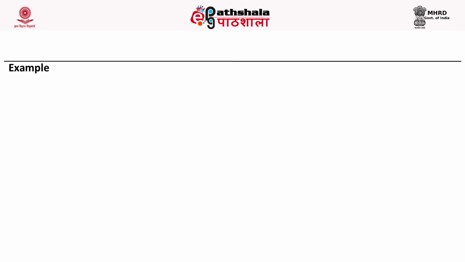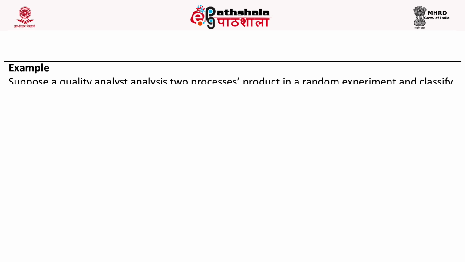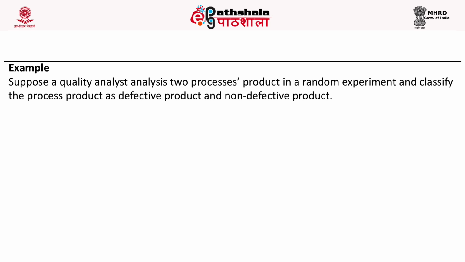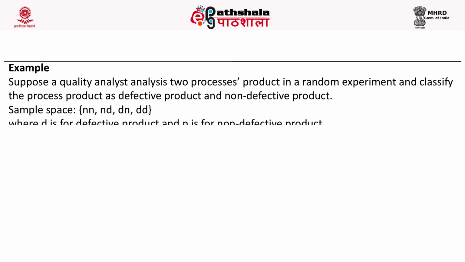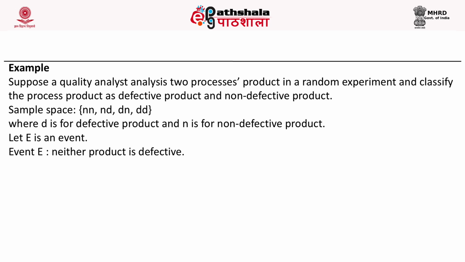For example, suppose a quality analyst analyzes two processed products in a random experiment and classifies each product as defective or non-defective. So the sample space is of this form: NN, ND, DN and DD, where D is the defective product and N represents the non-defective product. Let E be an event, where neither product is defective, so E is equal to NN, and as E has only one outcome, E is a simple event.